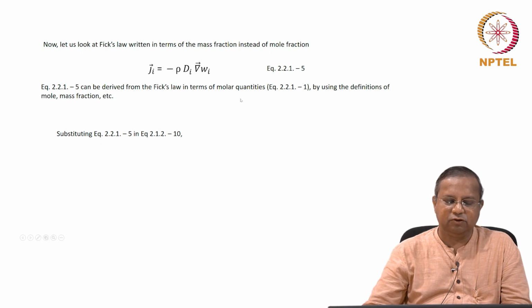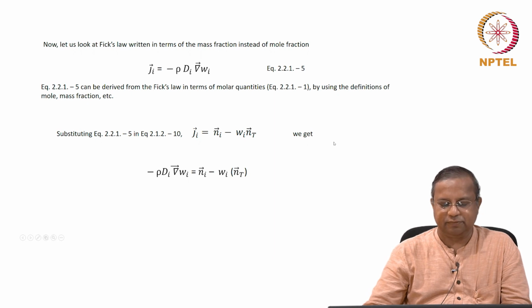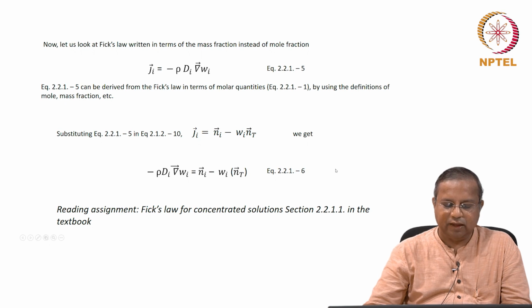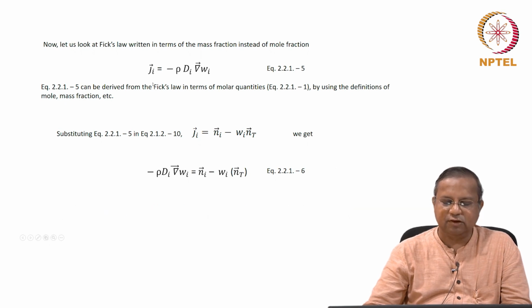Now, if you substitute 2.2.1-5 in 2.1.2-10, which is J_I equals N_I minus w_I N_T, we get J_I, replaced by minus rho D_I del of w_I, equals N_I minus w_I N_T. Equation 2.2.1-6. All these are useful expressions. That is the reason why we have derived this, and how it will turn out to be useful we will see in later classes of this course.